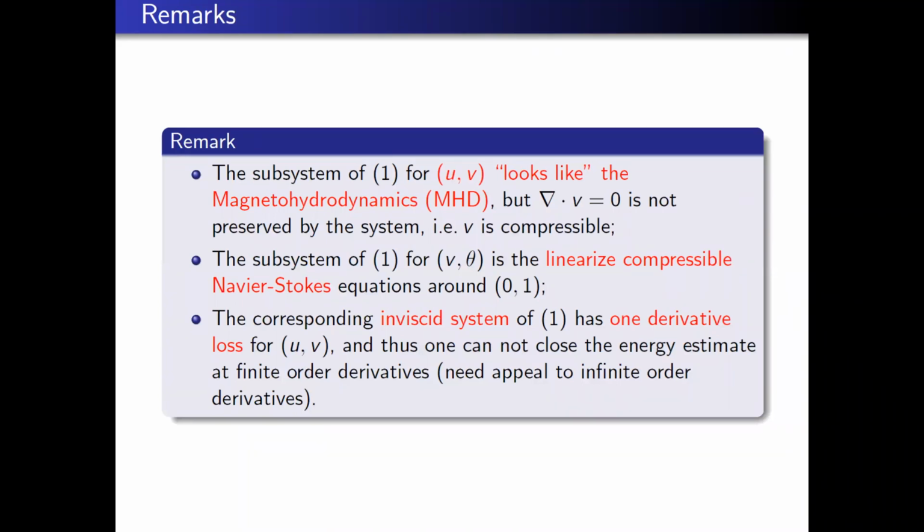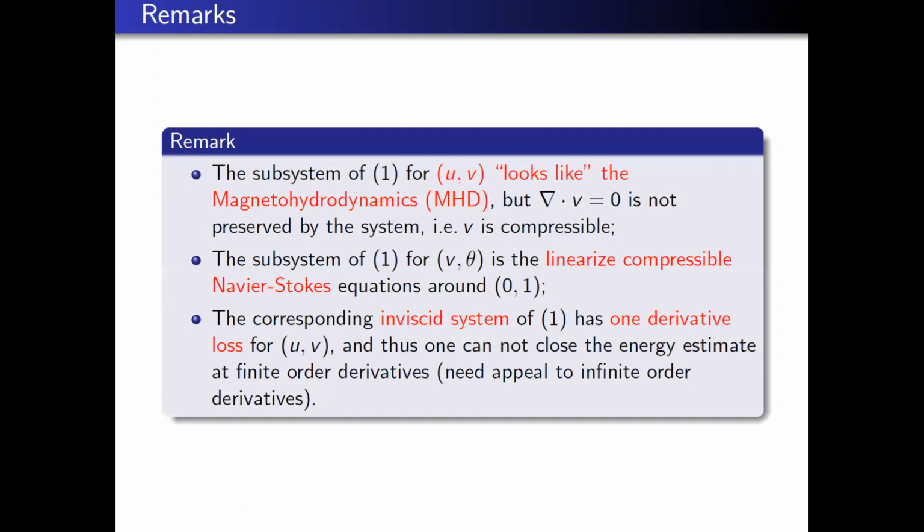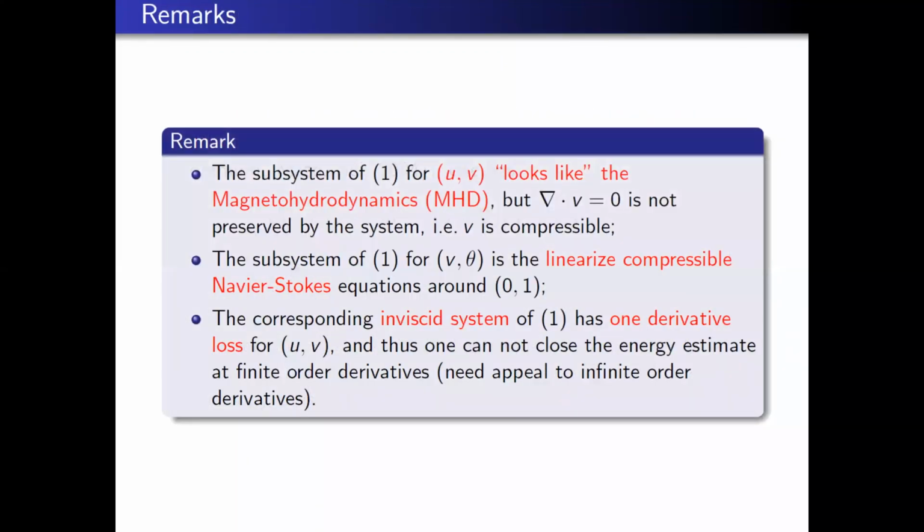So now, in our case, because of the plus sign, one cannot really show that div of V is invariant if it is initially 0, and therefore we cannot look at this as an MHD equation, and indeed the baroclinic mode is compressible. So in other words, this subsystem is like the linearized compressible Navier-Stokes equation.